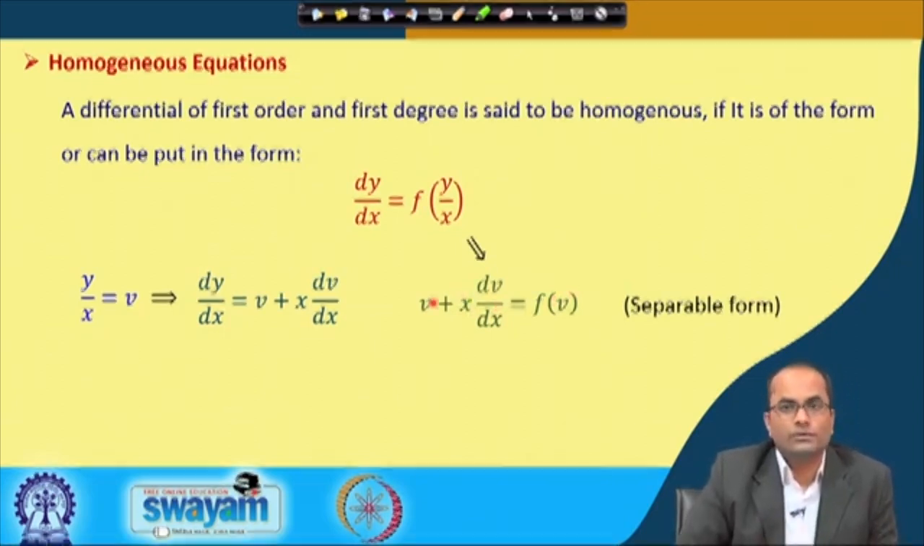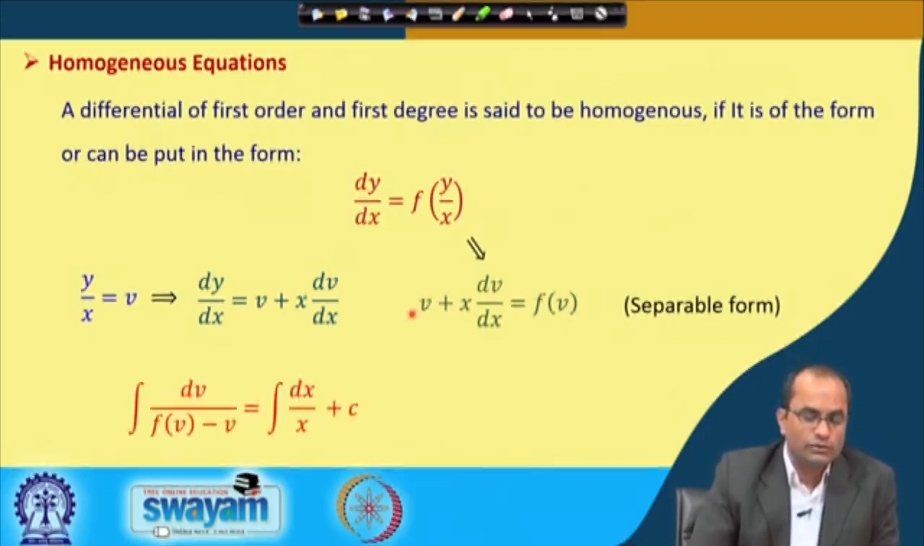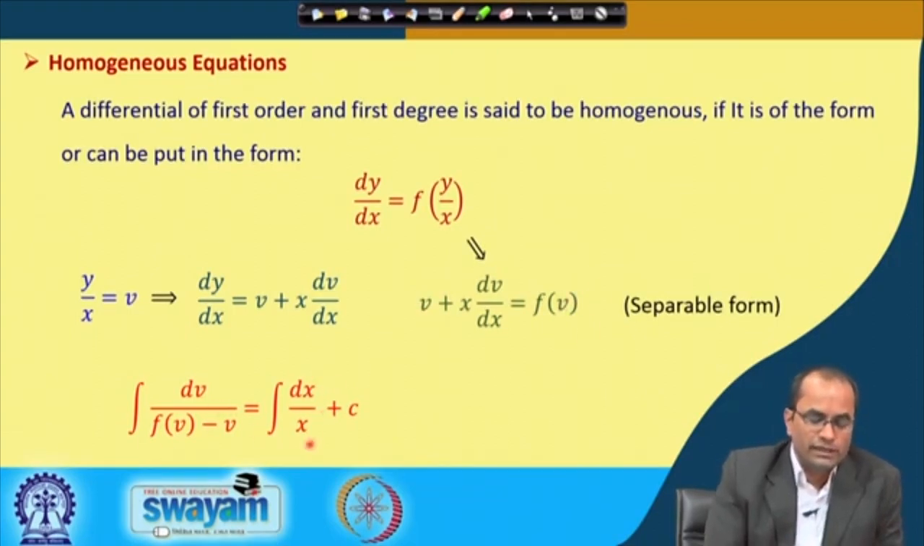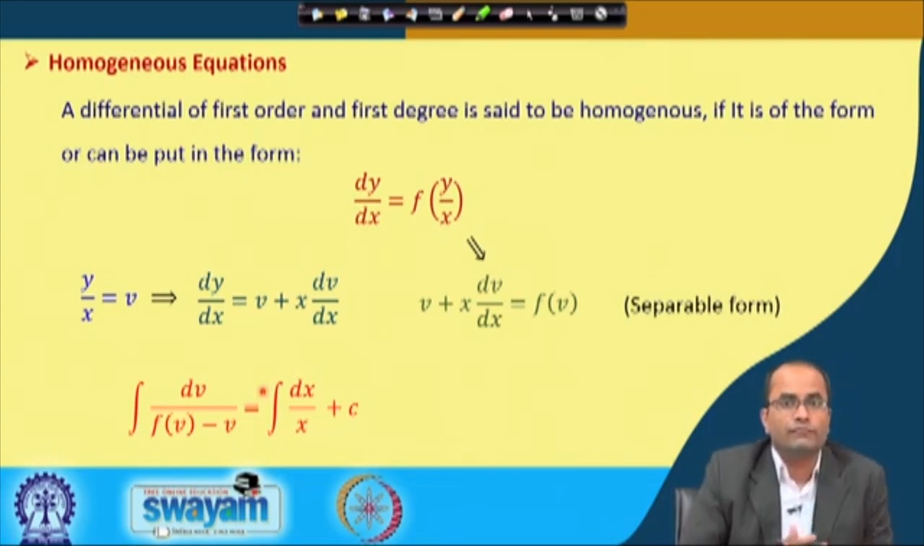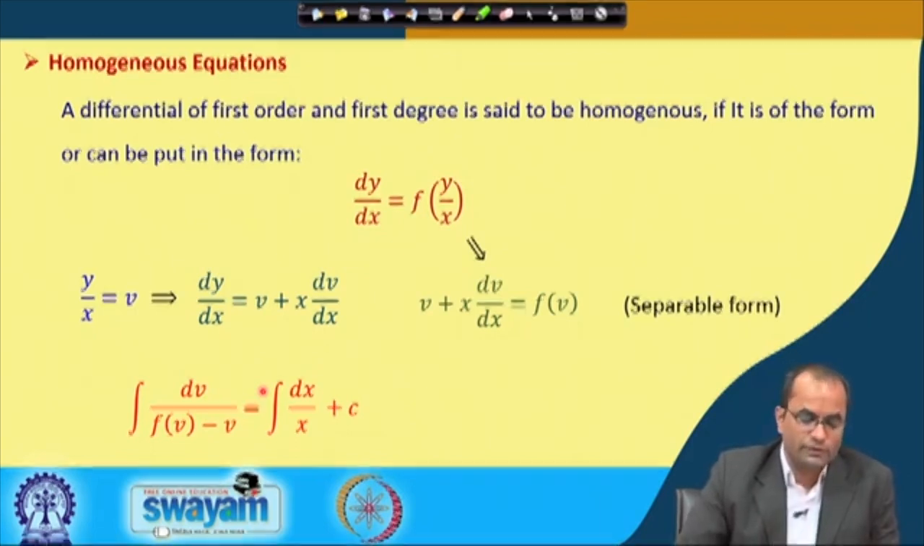So, the right hand side contains everything with v, and the left hand side with x. So, this is also a separable equation now in v, and now we can write down the solution. So, dv over f of v minus v is equal to dx over x plus c. So, that is the separable form which we can integrate and find out the solution. After that, we can replace this v by y over x to get the solution in terms of y and x.